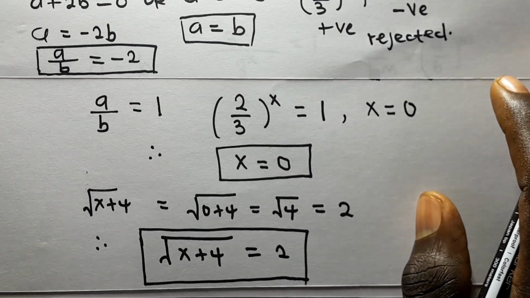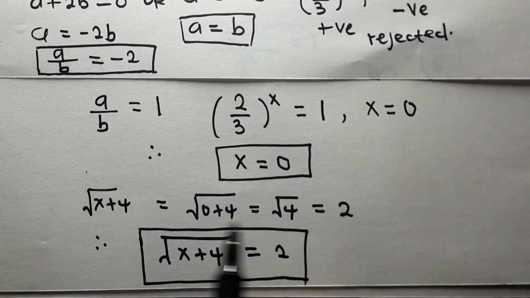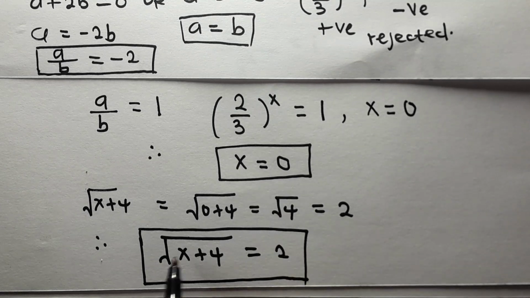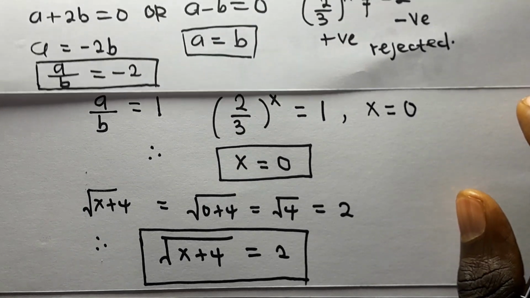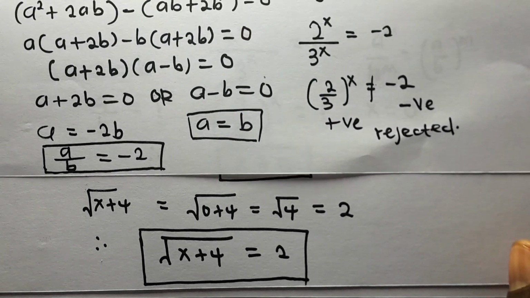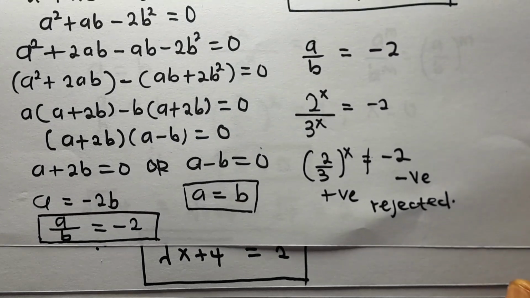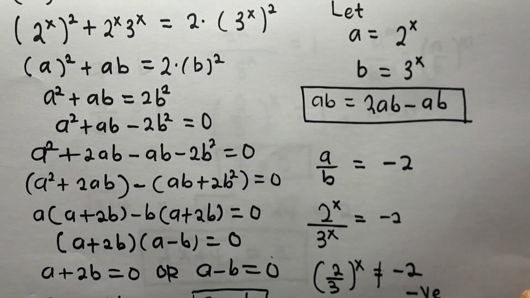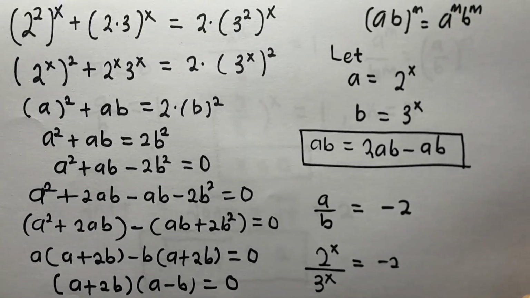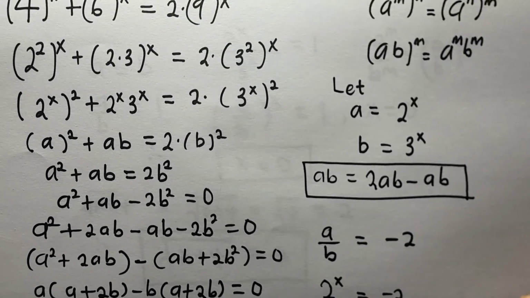So from here we have x equals 0 and square root of x plus 4 equals 2. And here is the solution to everything. We have everything to be like this.